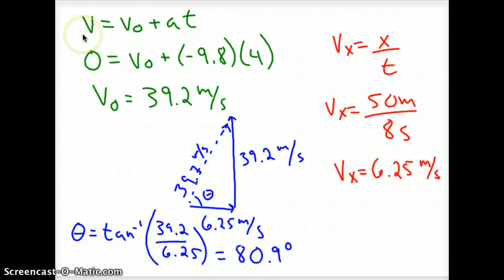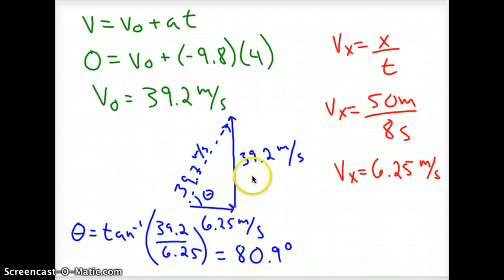For the y direction, I'm going to use a kinematics equation. Choose the equation without d because we don't know how high up the ball rises. V equals v naught plus at. We substitute in our numbers, we do some algebra, and we get 39.2 meters per second.